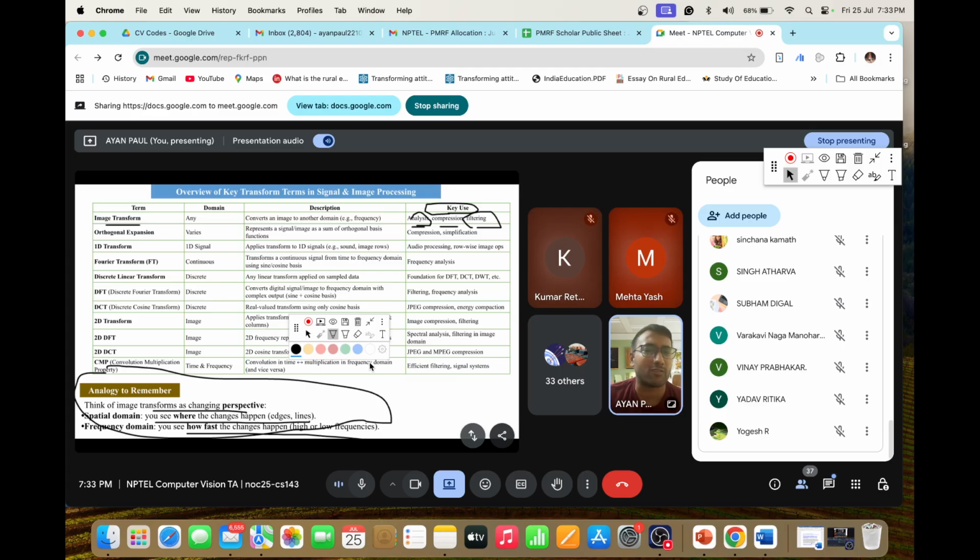Then 2D transform. 2D transform is nothing special. Whenever we are doing a transform for a one-dimensional function, that is a 1D transform. 2D transform means whenever we are doing the transform for a 2D image, that is a 2D function. An image is a 2D function, so that is why for an image we do this 2D transform operation. And what is a transform? Simple: going from the spatial domain or time domain to the frequency domain is known as a transform. Okay, this is the basic concept that you should always remember.